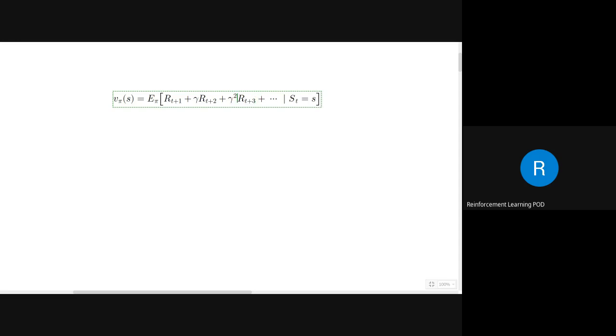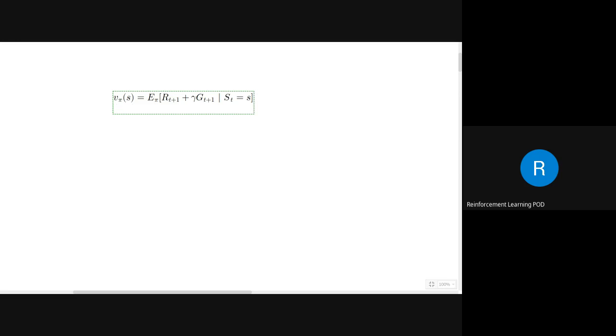So what we now do is we make use of this recursive relationship that is there. We take this gamma out, factor of gamma out. What that turns into, whatever is inside the bracket, is the return starting from time step t plus 1. So this becomes G t plus 1. So we have the value of state s following policy pi as expected immediate reward plus gamma times the return starting from the next state. So this is what we have now.